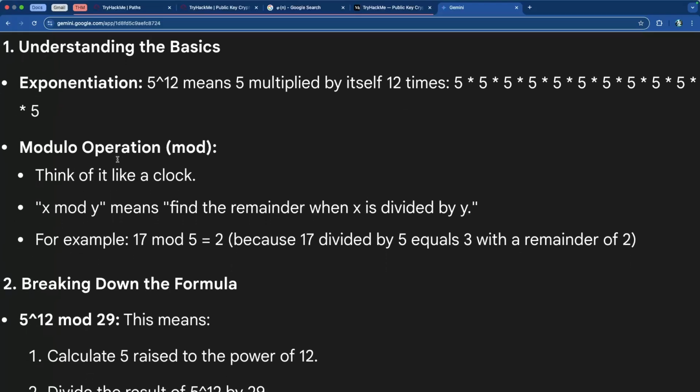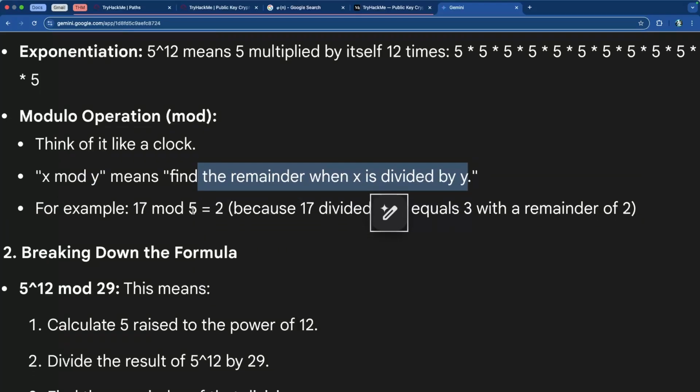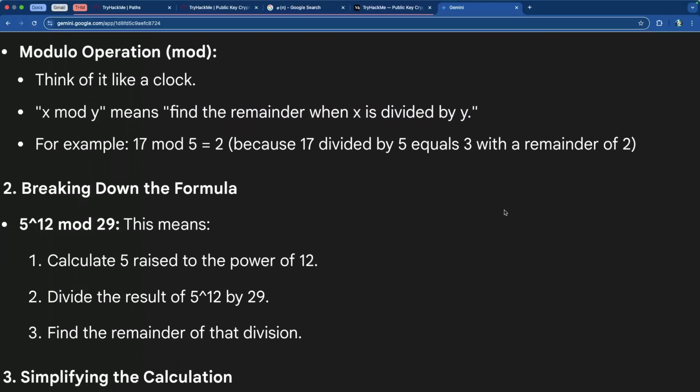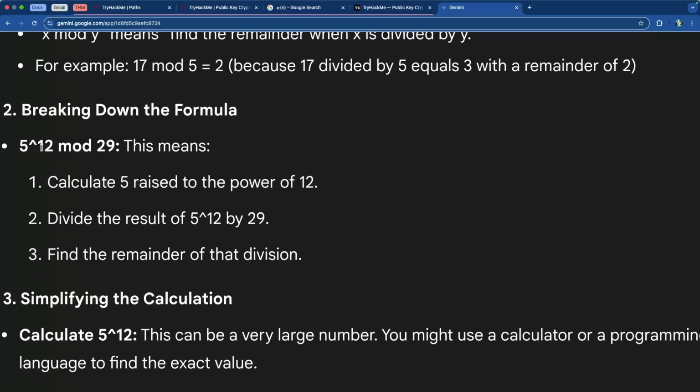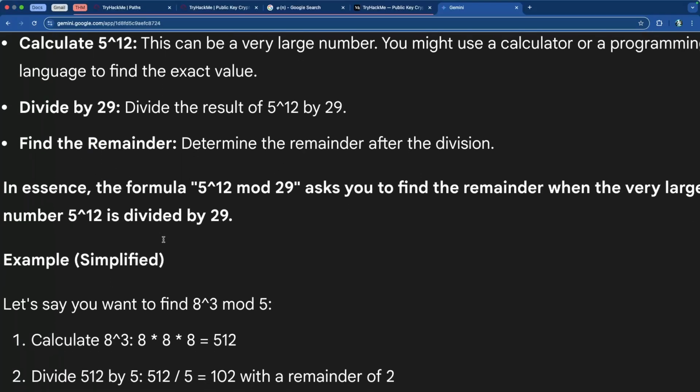The modulo operation is like a clock, is what it says. It means find the remainder when x is divided by y. So for example, 17 mod 5 equals 2, because 17 divided by 5 equals 3 with the remainder of 2. So 5 to the power of 12 mod 29 means we calculate 5 to the power of 12, then divide the result by 29 and find the remainder. Okay, that's essentially what we get.